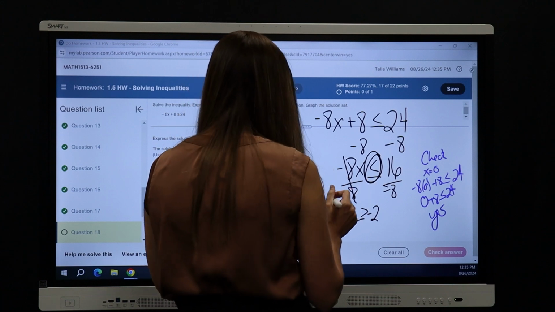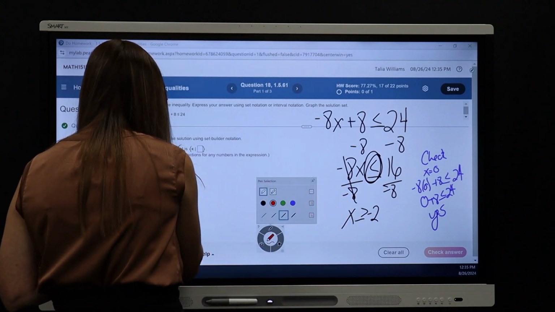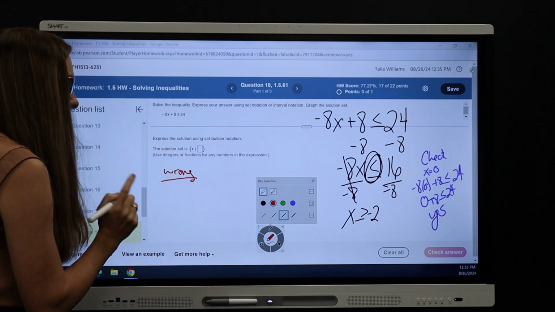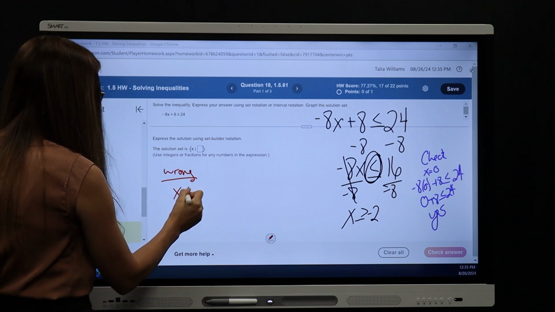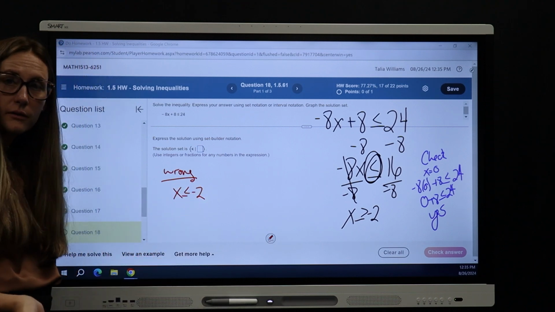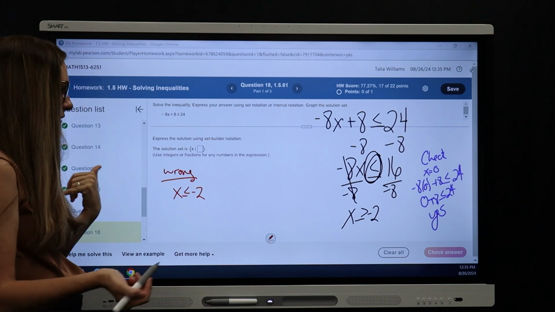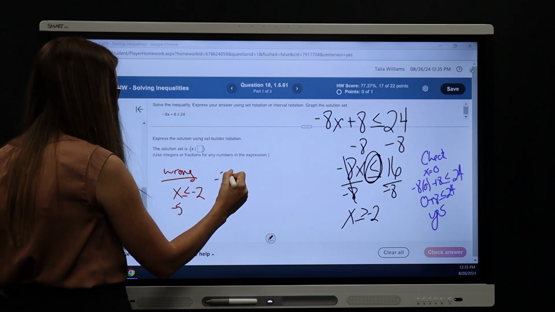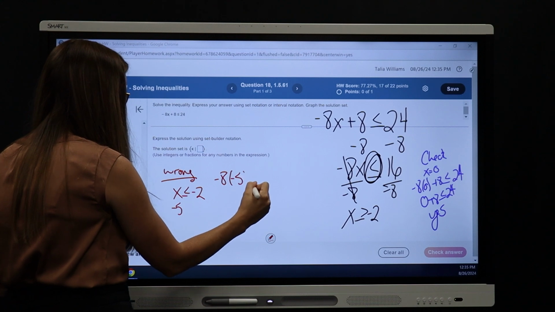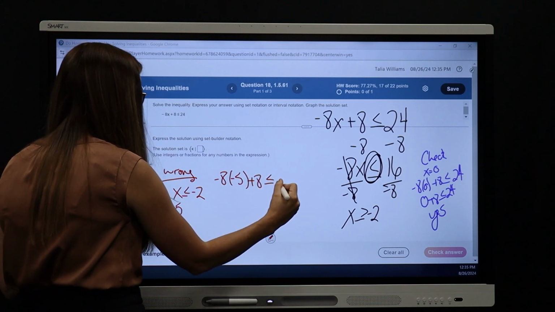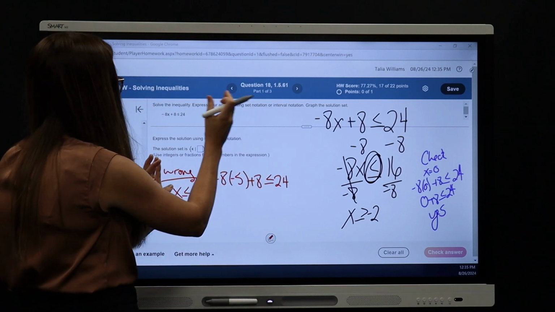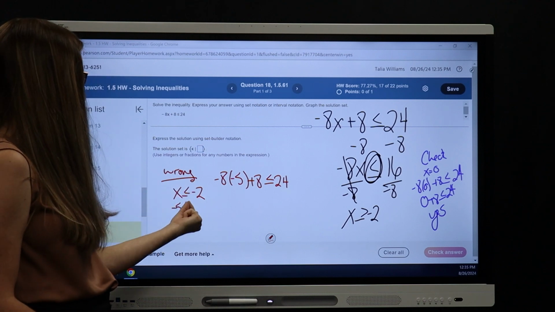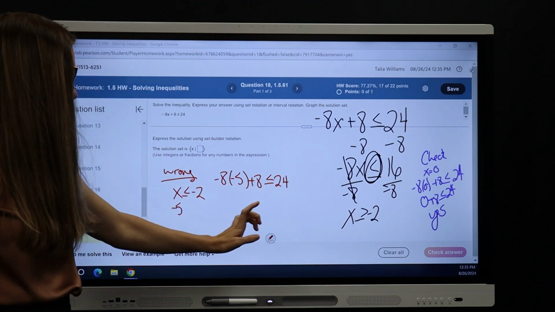Now let's say we didn't change our sign. I'm going to do this one in red. If I didn't change my sign and I had x is less than or equal to negative 2, a number less than negative 2 would be, let's use negative 5. If I put this one into it, I would have negative 8 times negative 5 plus 8 is less than or equal to 24. Because I'm not changing anything about this equation they gave us, I'm just putting in a value that satisfies this inequality. This is the correct one though, but this is why.